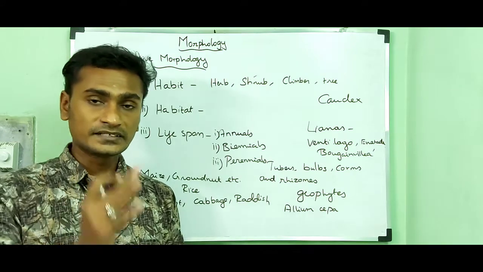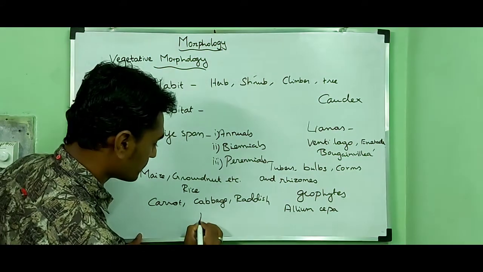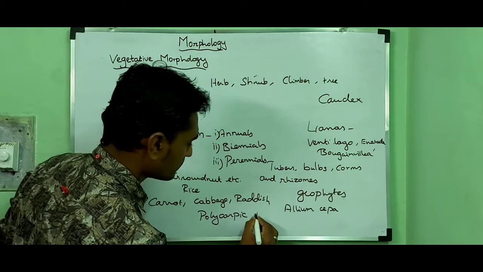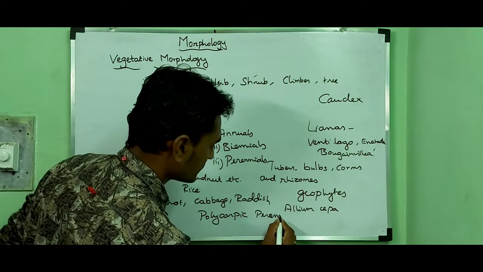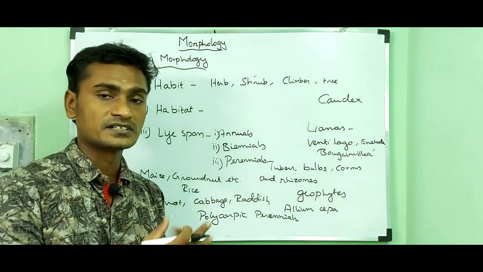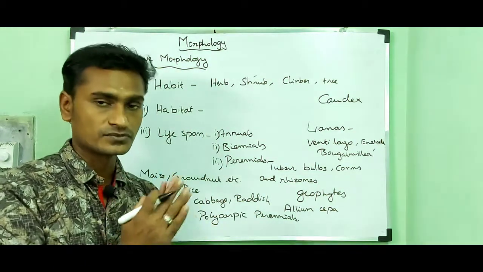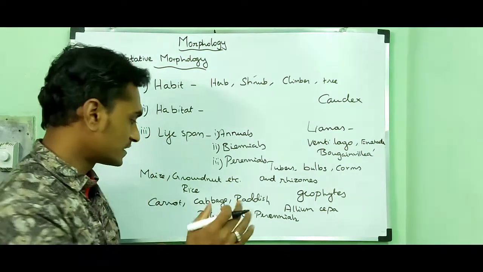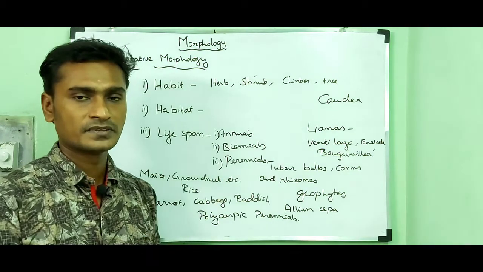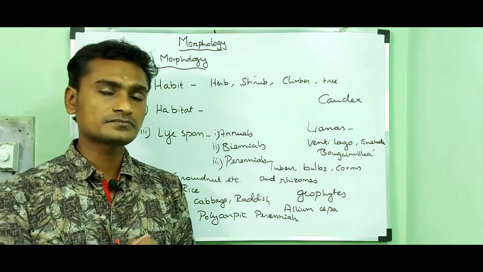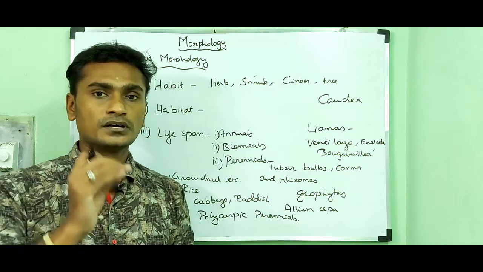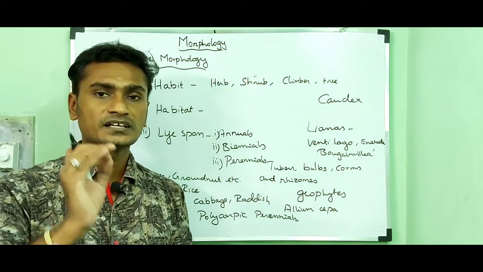Then that type of perennials are called as polycarpic perennials. So they are able to produce flowers for several years and they are able to produce fruits for several years, and that type of perennials are called as polycarpic perennials. Example, mango, sapota.